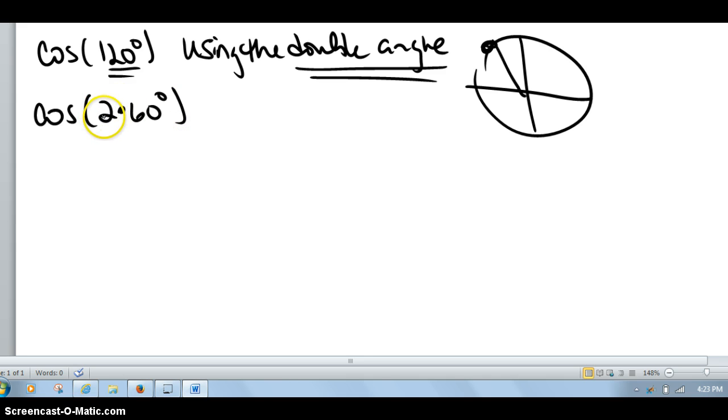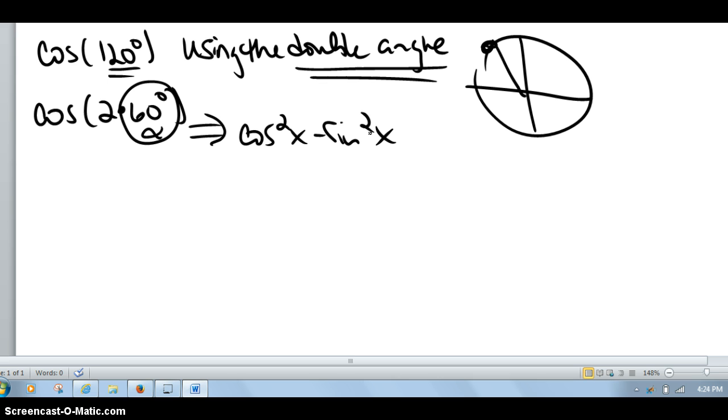And use my double angle formula. Now this is your alpha or your x. So in the formula, this is what you sub into the angle. For cosine, there's varied forms. I'm going to use cosine squared x minus sine squared x for this example, but there's also 2 cosine squared x minus 1, and 1 minus 2 sine squared x. So there's other versions of this. I'm just going to use this one.